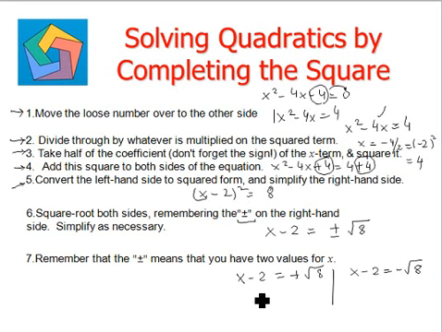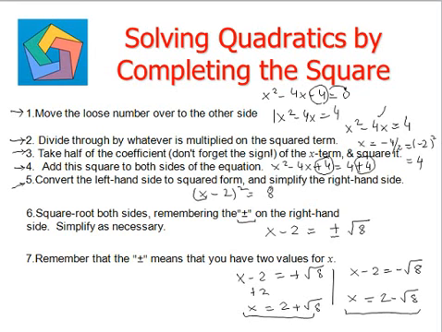From here we find out the two values. Here we add 2 to both sides, so x equals 2 plus root 8, and for the second value, x equals 2 minus square root of 8. So like this we'll find out the values of x and we will be solving our quadratic equation.